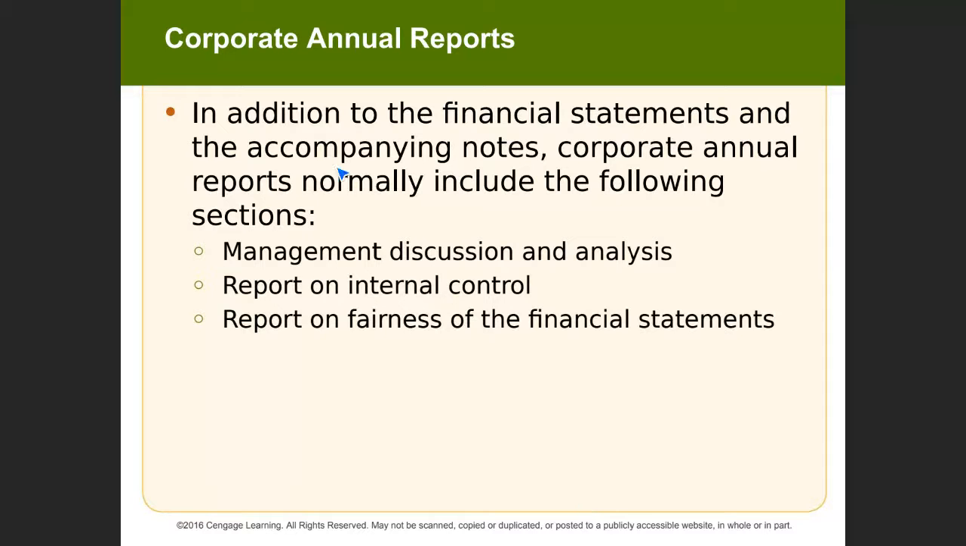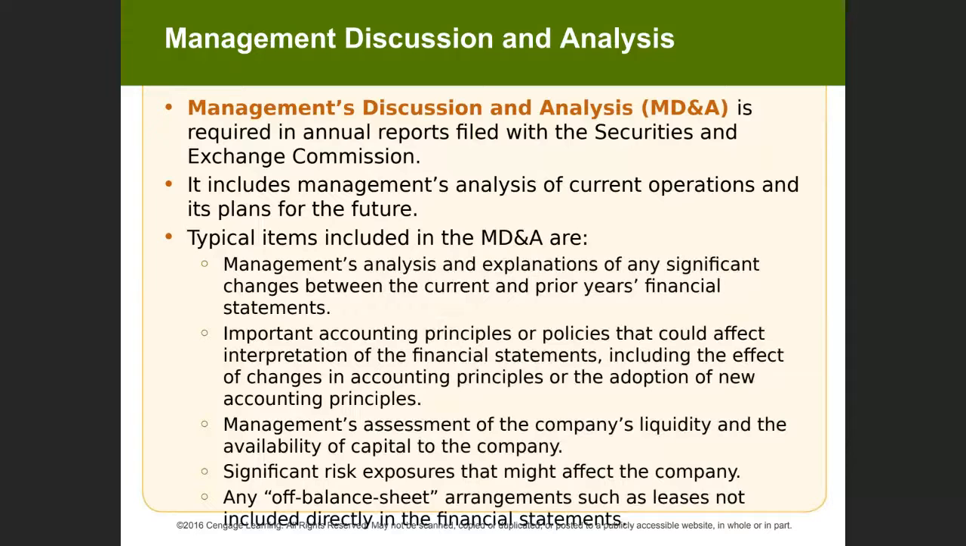Corporate annual reports, in addition to the financial statements and the accompanying notes, normally include management discussion and analysis, also known as MD&A, the report on internal control, and the report on fairness of the financial statements. MD&A is required in annual reports filed with the Securities and Exchange Commission, the SEC. It includes management's analysis of current operations and its plans for the future.